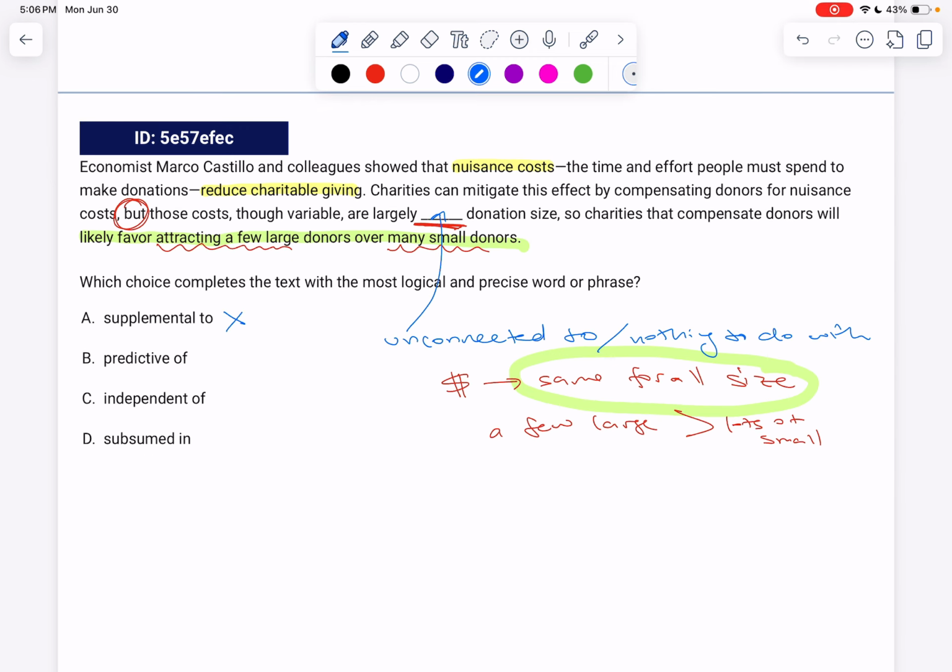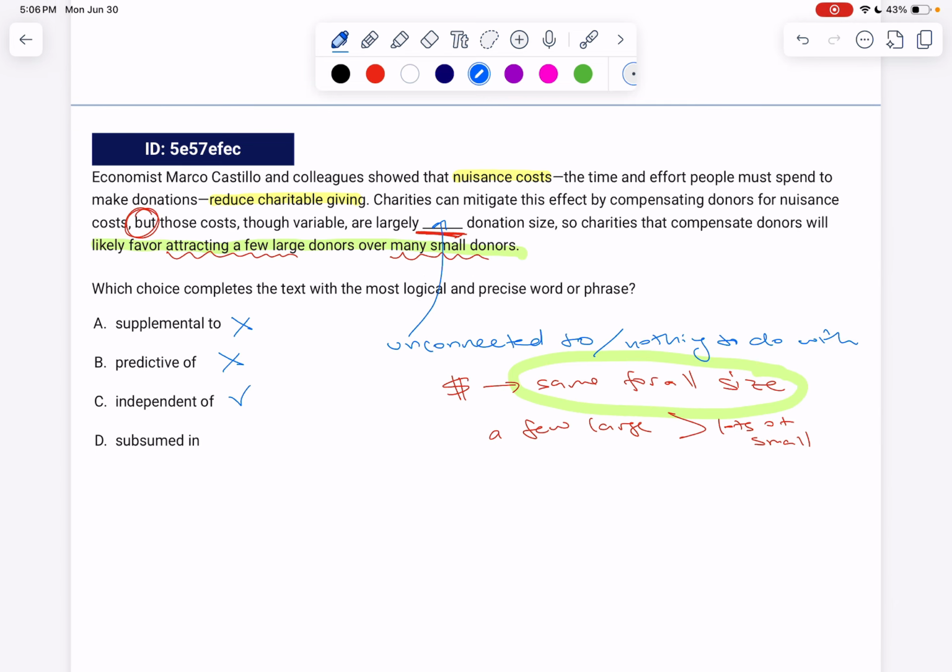Predictive of means you can predict it, you can see it ahead of time. Does that mean unconnected to? No. Give that an X. Independent of. Independent means on its own, not connected with, having nothing to do with. So that does match our anticipation. We're going to give that a check.